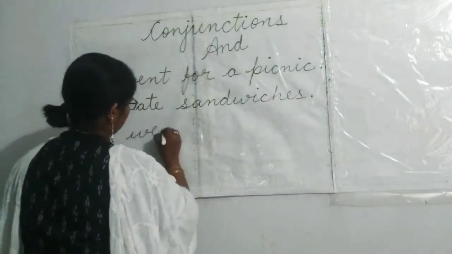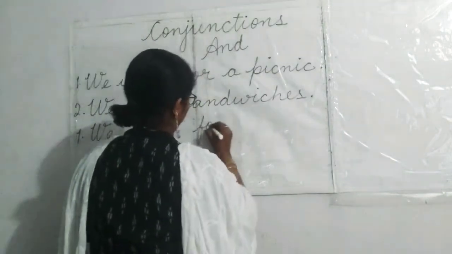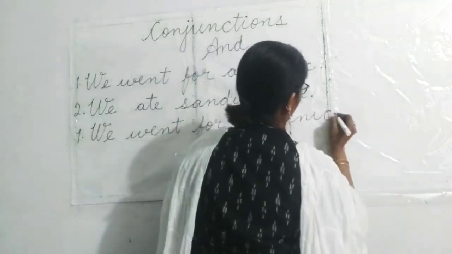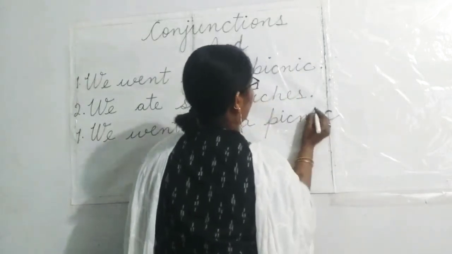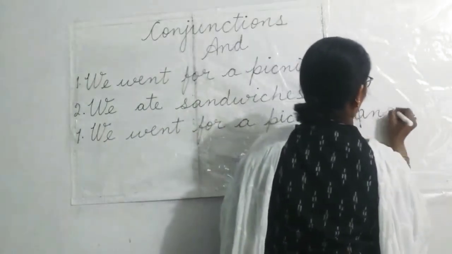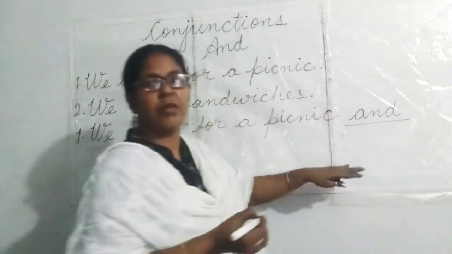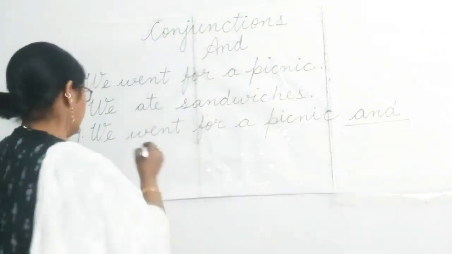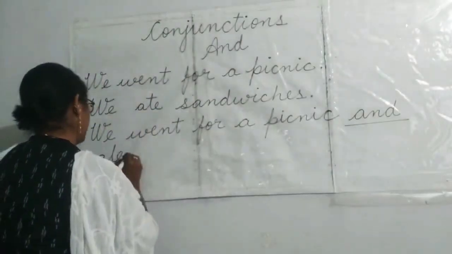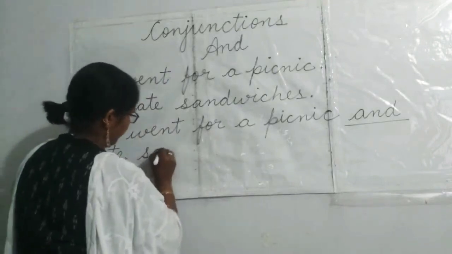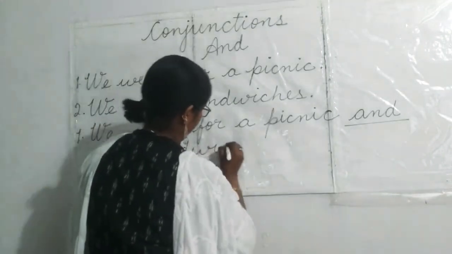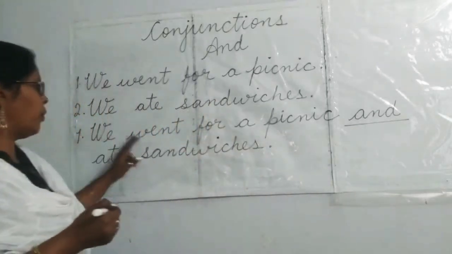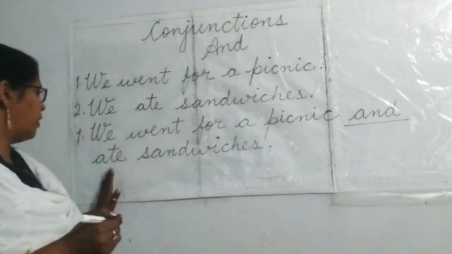We went for a picnic and now again second sentence we are going to remove it. Start with a small letter. Ate sandwiches. So here also we went for a picnic and ate sandwiches.